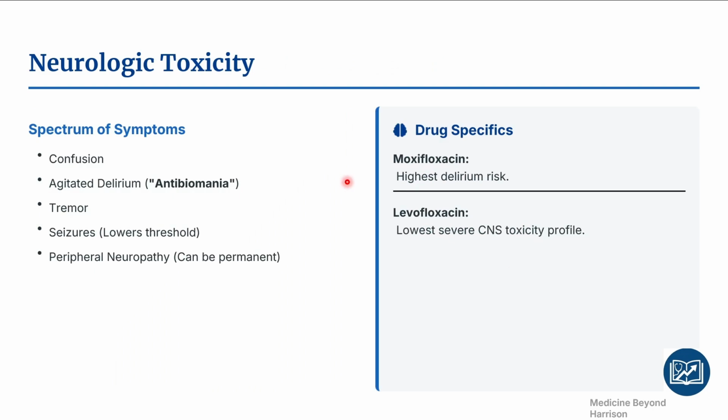Neurological toxicity: it can cause confusion and agitated delirium, called antibiomania. So when you give the drug and a patient develops this agitation or delirium, suspect antibiomania. Tremors, seizures, it lowers the seizure threshold. So in a patient with seizure disorders or Parkinson's, or a patient in septic shock with confusion, agitation, delirium, don't prescribe a fluoroquinolone drug. Moxifloxacin has the highest delirium risk, while levofloxacin has the lowest severe CNS toxicity profile.